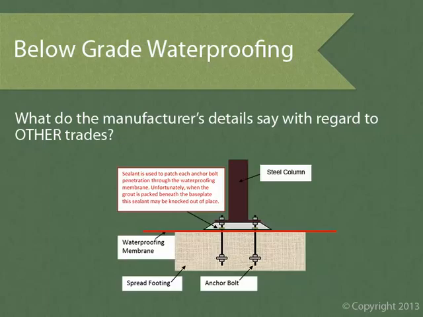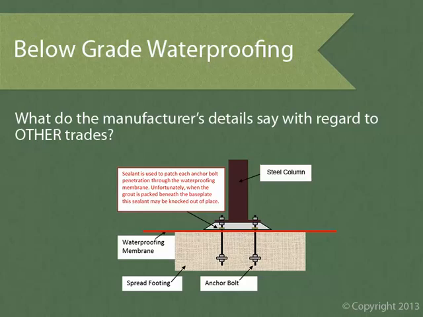Here's a second similar example. When membranes are run between the top of a spread footing and the underside of a column base plate, sealant is used to patch each individual anchor bolt penetration through the waterproofing membrane. The waterproofing subcontractor will seal their membrane to the anchor bolts before the columns are erected. So first, the steel subcontractor obviously needs to be careful not to damage those seals when setting the columns.